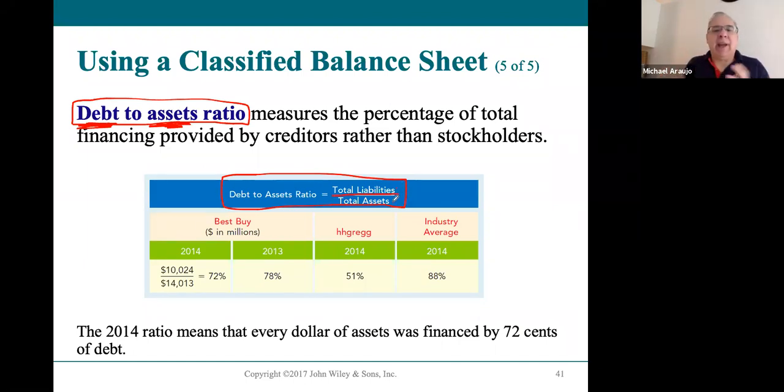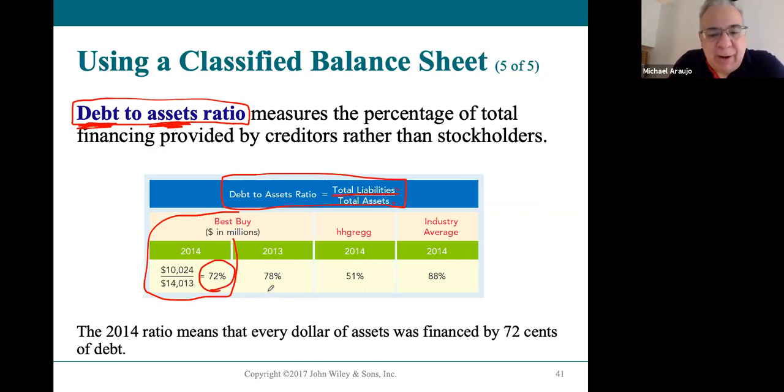So you're simply looking at those two numbers. Best Buy, as you look at 2014 numbers, has 10,024 of total liabilities and 14,013 as total assets. That comes to a debt to asset ratio of 72%. So basically, 72% of their assets are financed with debt.